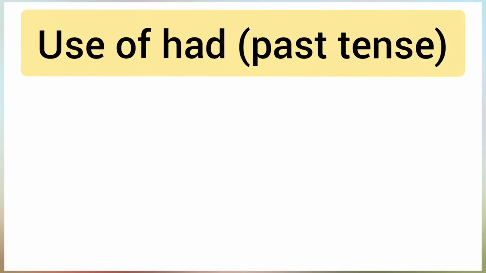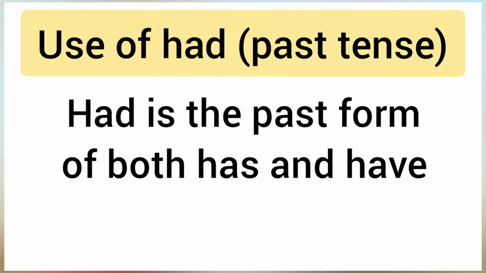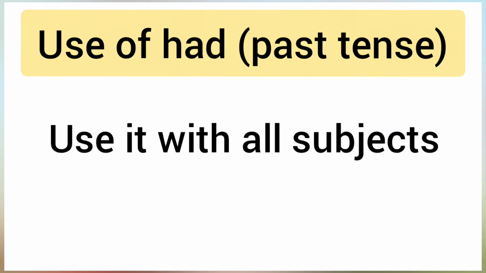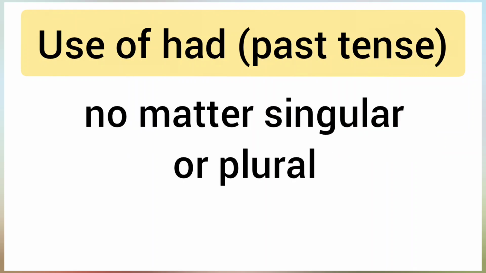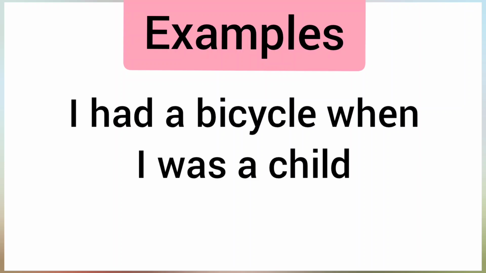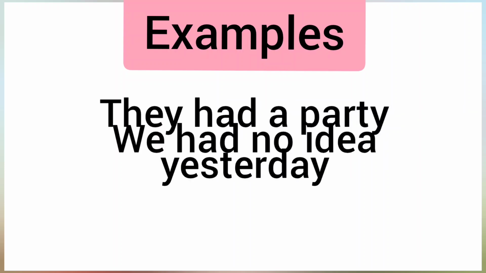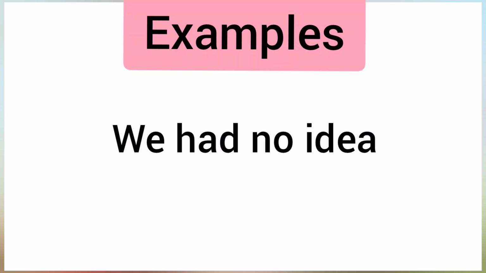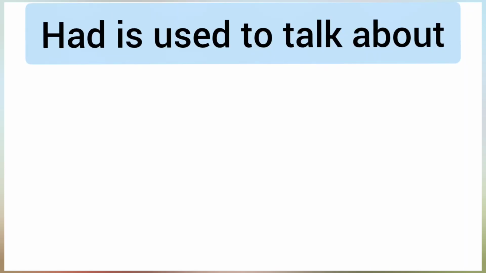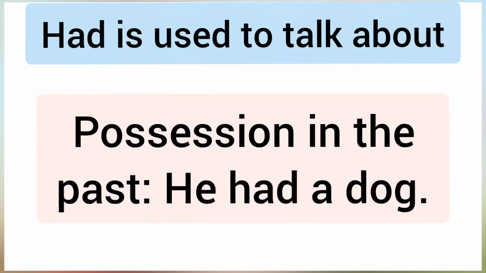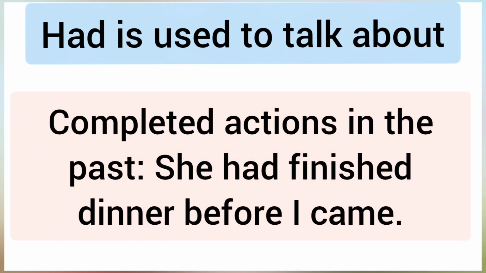2. Use of had, past tense. Had is the past form of both has and have. Use it with all subjects, no matter singular or plural. Examples: I had a bicycle when I was a child. She had a fever last week. They had a party yesterday. We had no idea. Had is used to talk about possession in the past: He had a dog. Completed actions in the past: She had finished dinner before I came.